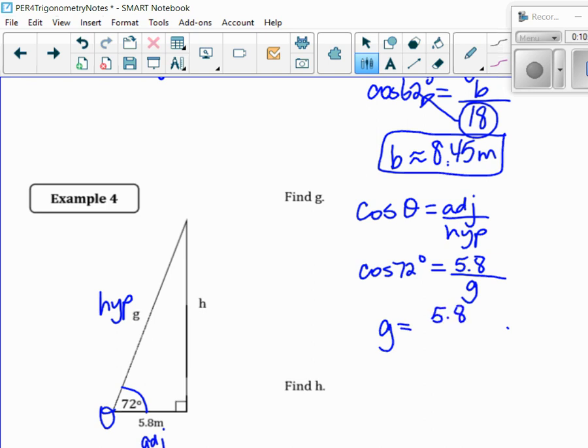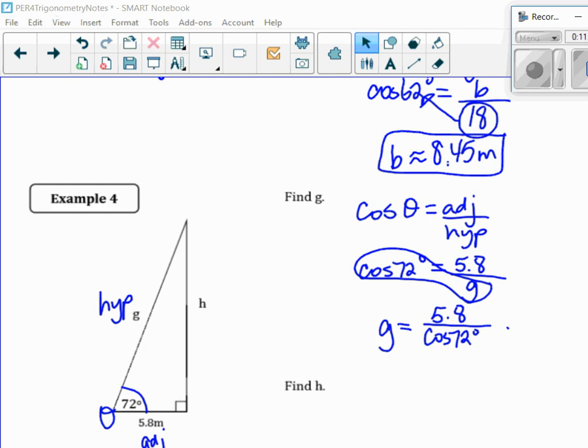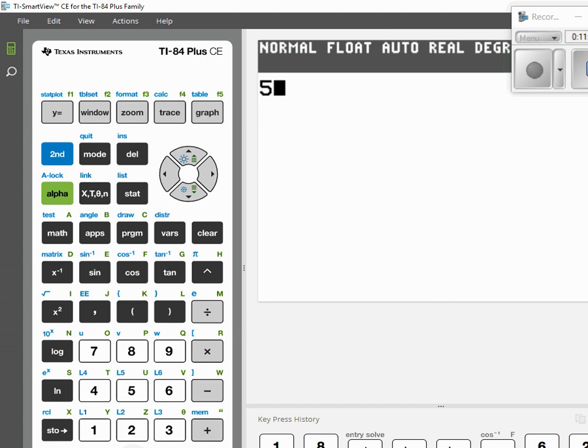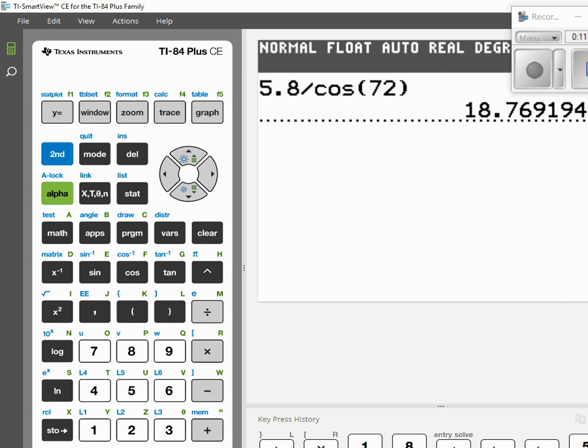5.8 divided by cos of 72 degrees. Does everybody see that's what you have to do? You have to do the switcheroo cross multiply action, right? So now we're going to go to our calculator and we're going to find 5.8 divided by cosine of 72 degrees. You can close it or you don't need to close it. And we get 18.769. Yes, is that what you got?